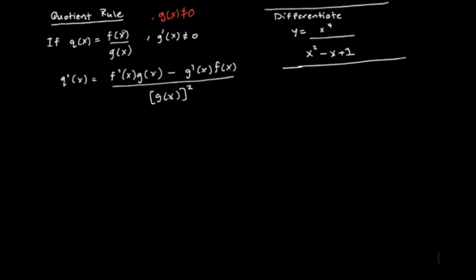Now, in this case, for the derivative of any function that can be written as a quotient of two different functions, q prime of x is equal to the derivative of the numerator, f prime of x, times g of x, the denominator, minus the derivative of the denominator, g prime of x, times the numerator f of x.